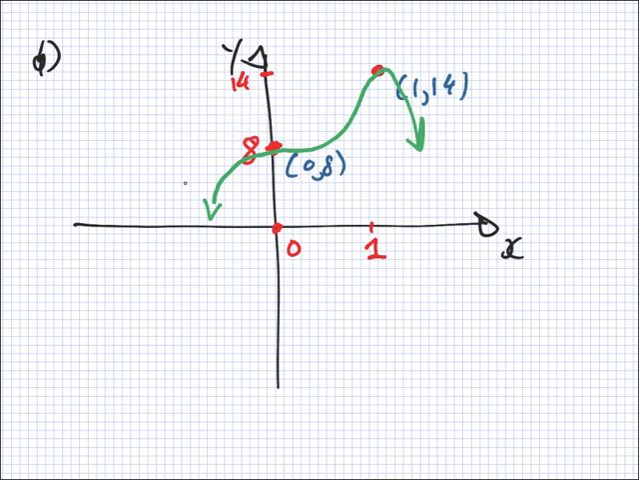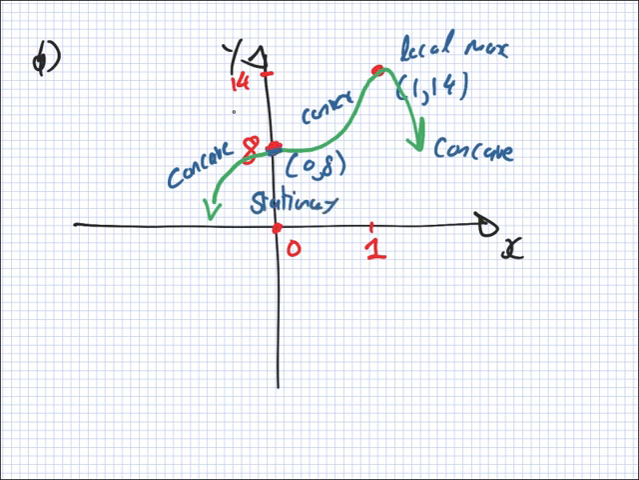So here, just to be clear, Amjad, this is a concave shape. This one here is convex. And then this is a local max. And this is concave again. And this here is stationary. What I mean by that, it's flat.